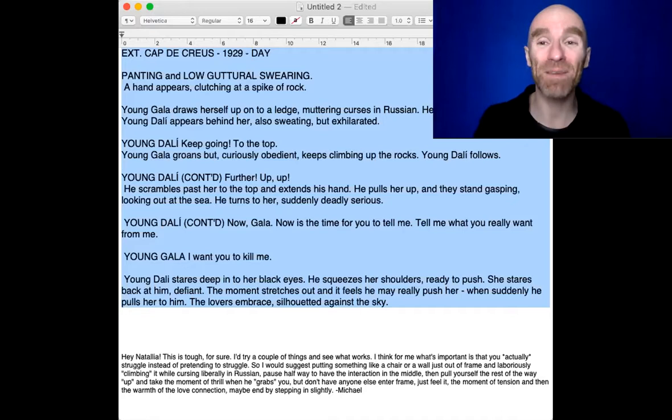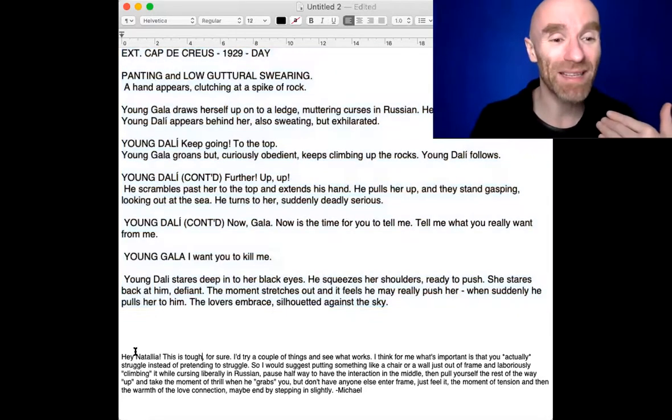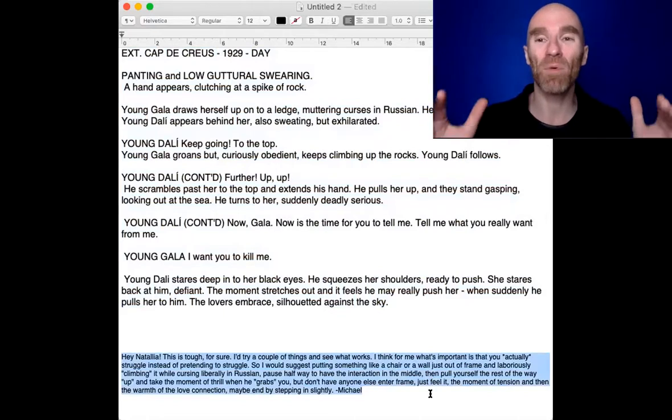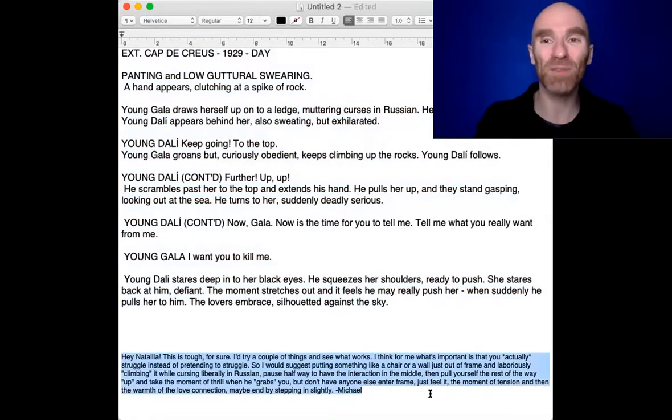So Natalia emailed this to me, and I emailed her back and said, yeah, well, that's tough. I think one of the things that's important if you want to tell that story is to actually struggle instead of pretending to struggle. So put a chair or wall out of frame and climb it, and then pull yourself the rest of the way up, and then feel the moment of tension and maybe end by stepping in slightly. So let's see how that worked in terms of the actual tape.